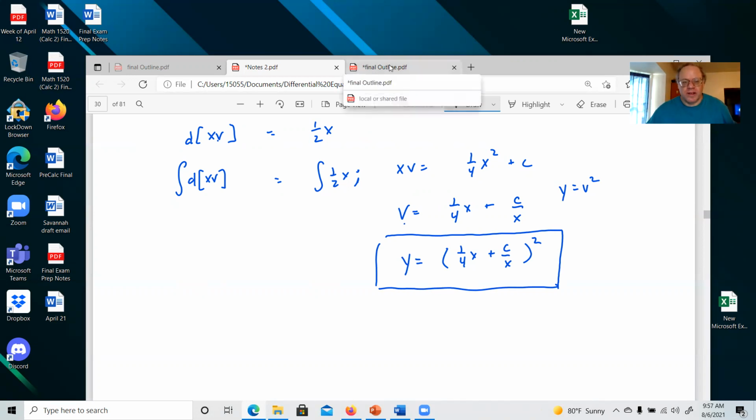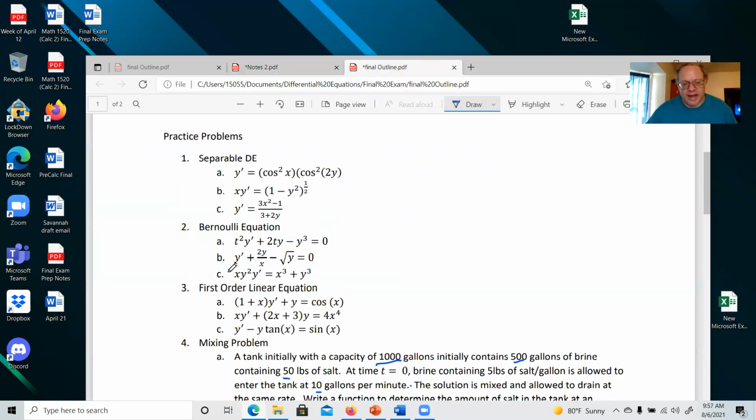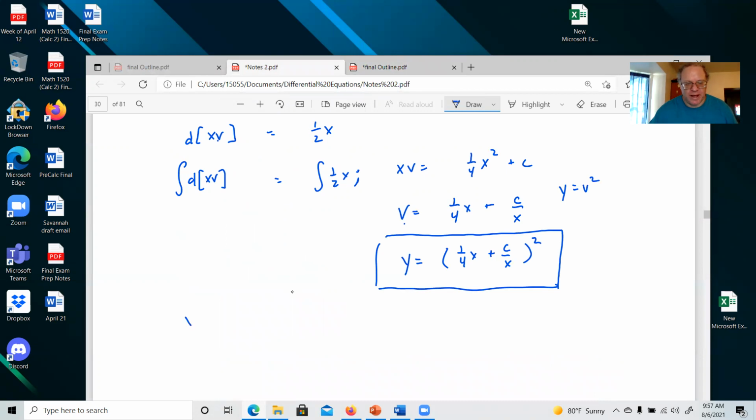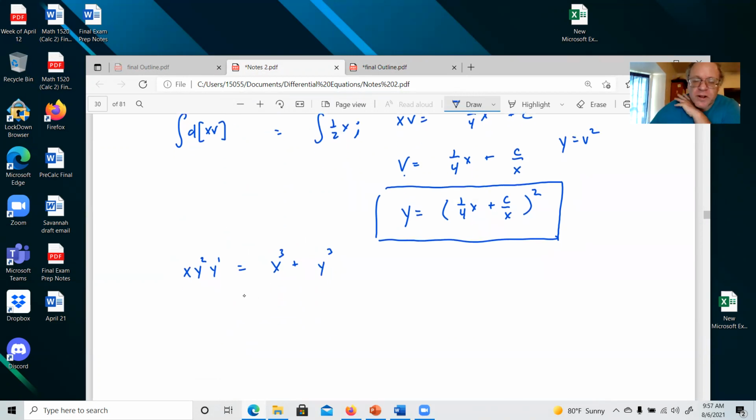Let's see our final exam outline. We've got x y squared y. Oh, I want to remember this one. So here we go. We have x y squared y tick equals 2x cubed plus y cubed. Let's go through. First thing we're going to do is try to put this thing in a standard form. So we're going to divide by x y squared.